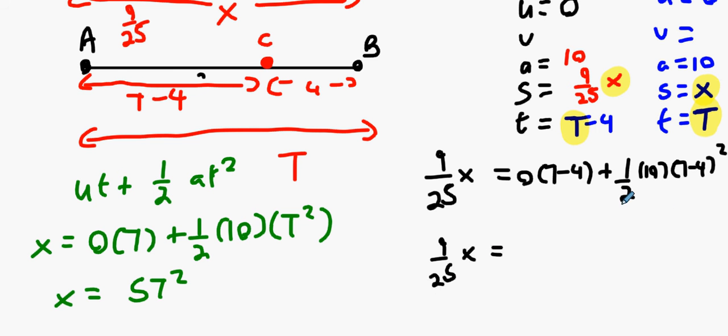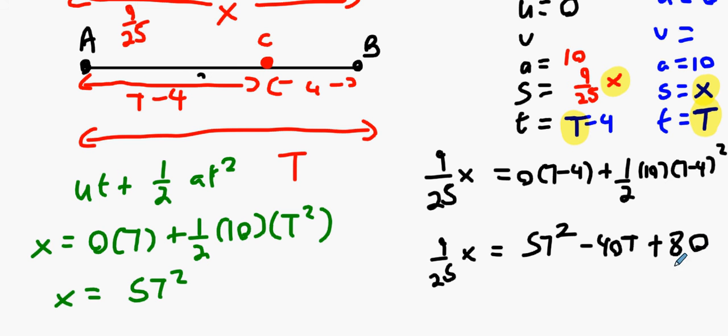Just going to take a shortcut with that, so it's going to be 5t squared. 4 times 4 minus 4 is 8, so it's going to be minus 40t. And then it's going to be 16 multiplied by 5, which is 80.